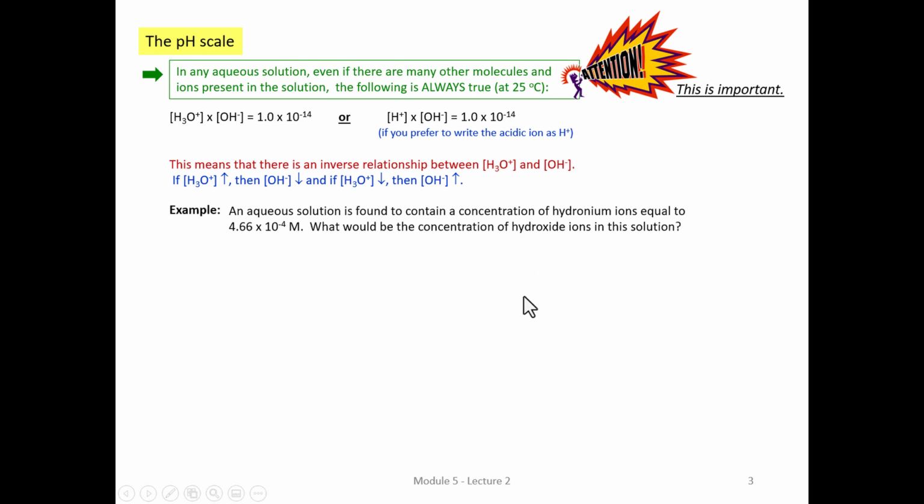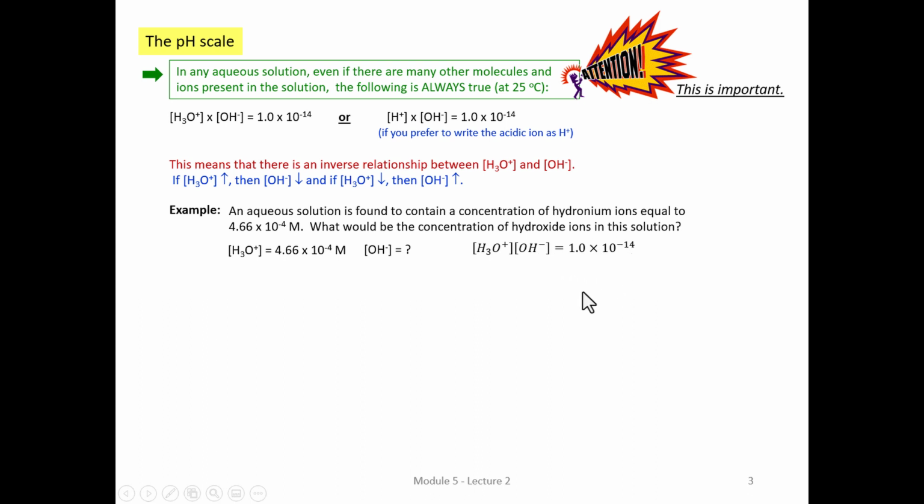So for example, suppose an aqueous solution was found to contain a concentration of hydronium ions equal to 4.66 times 10 to the minus 4 molar. What would be the concentration of hydroxide ions in this solution? Well, we'll write hydronium ion concentration equals 4.66 times 10 to the minus 4 molar. We don't know what the hydroxide ion concentration is. However, we do know this relationship is always true. The hydronium ion concentration times the hydroxide has to come out to be 1 times 10 to the minus 14.